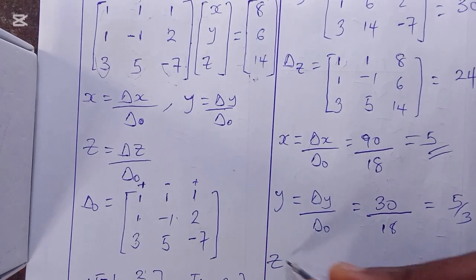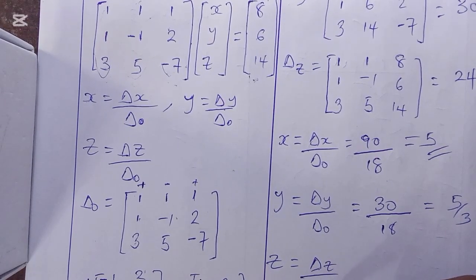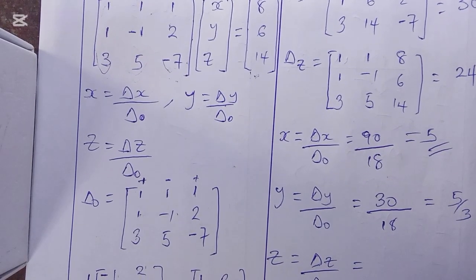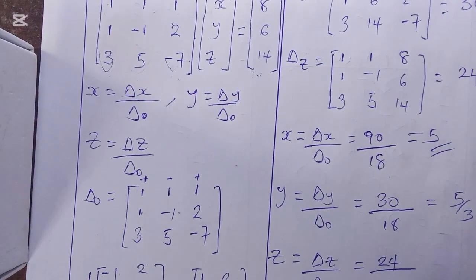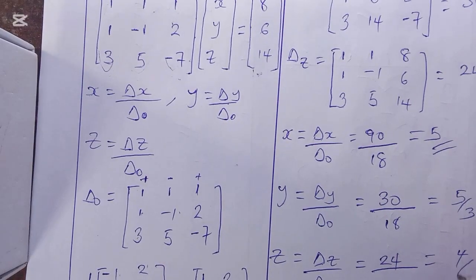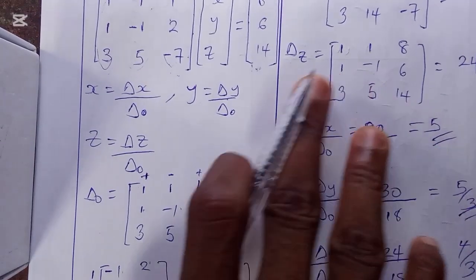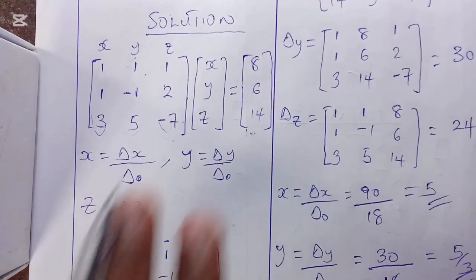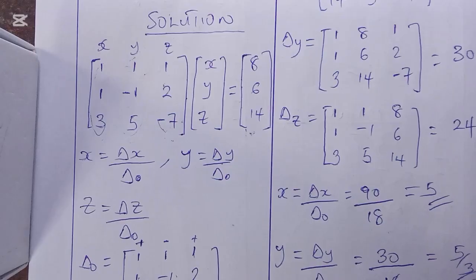And finally our z equals delta z all over delta naught. Delta z is what? 24, all over delta naught, which is 18. 24 over 18 will give you 4 over 3. So this is how you tackle all Cramer's rule problems. First, you put it in a matrix form. After that, you derive your formula.